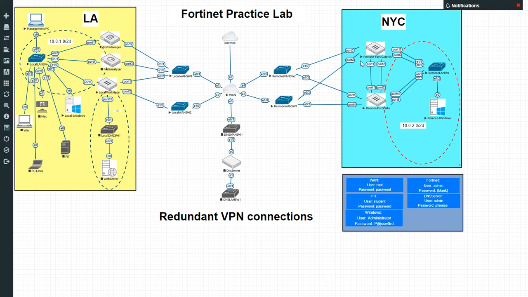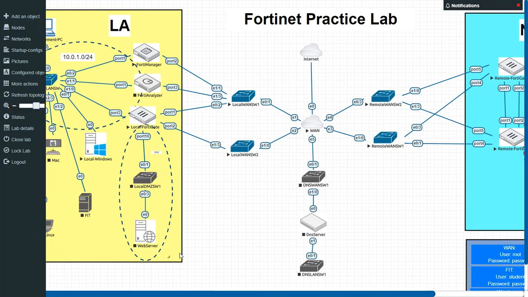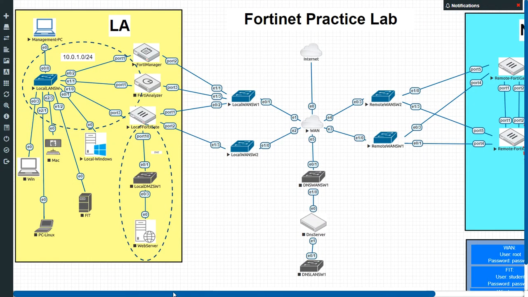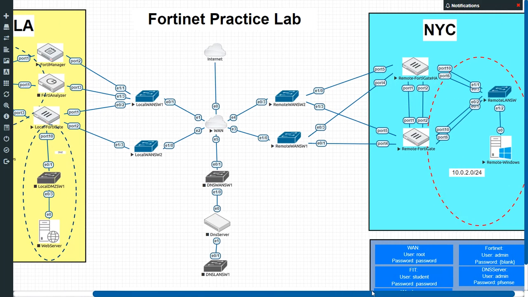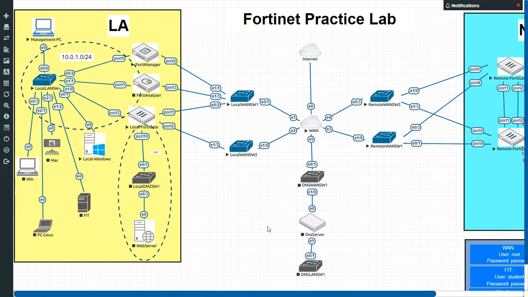So here's LA, here's New York, and let me zoom in a little bit so we can see what's going on here. And our goal here is to have this network right here connect to this private network over here across our pseudo WAN interface over here. And regardless of which switch I disconnect, right, we should still get full redundancy.